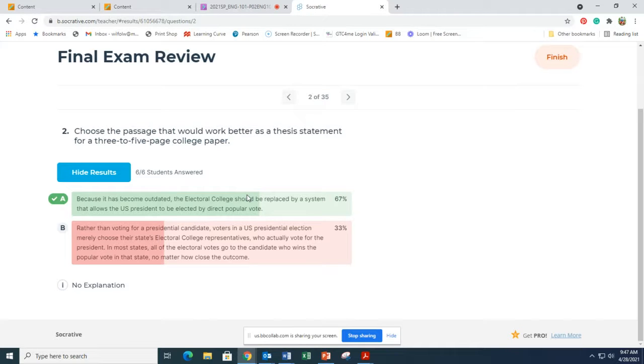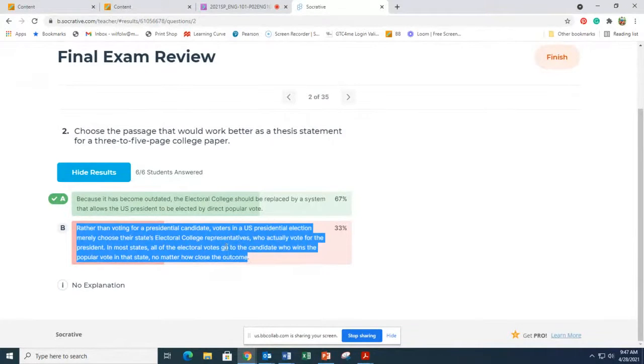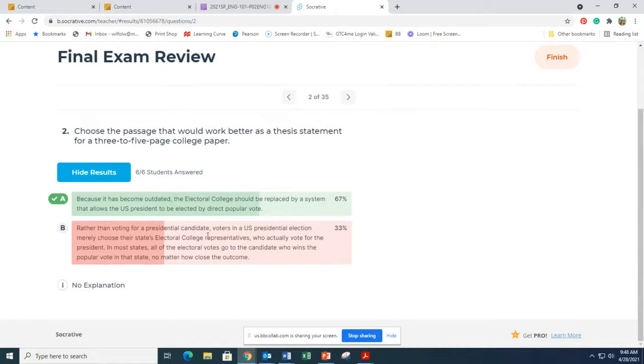So as a thesis for an entire paper, A would work better. B is longer, but it doesn't leave things open the same way that A does. Rather than voting for a presidential candidate, voters in a U.S. presidential election merely choose their state's electoral college representatives who actually vote for the president. In most states, all the electoral votes go to the candidate who wins the popular vote in that state, no matter how close the outcome. It's saying a lot, but it's all facts. There's no position or opinion here to be further discussed. This could maybe come before the thesis as some background information, but you couldn't kick off a larger paper with this because you've already said it. Versus A, where there's so much more to come, an essay's worth even.